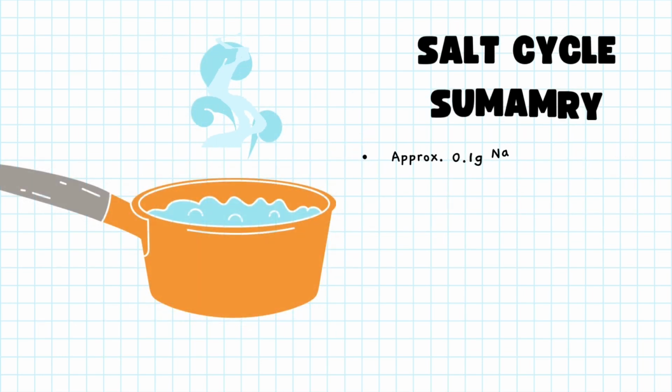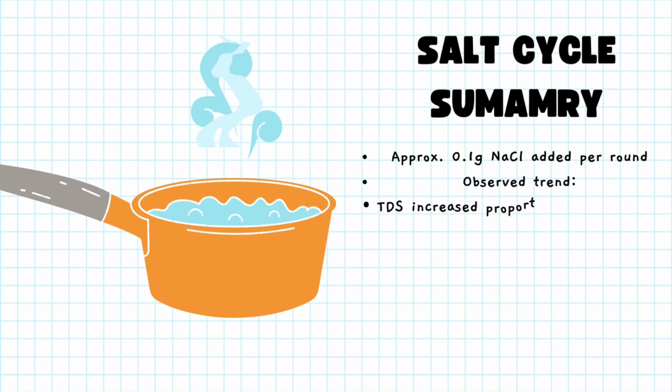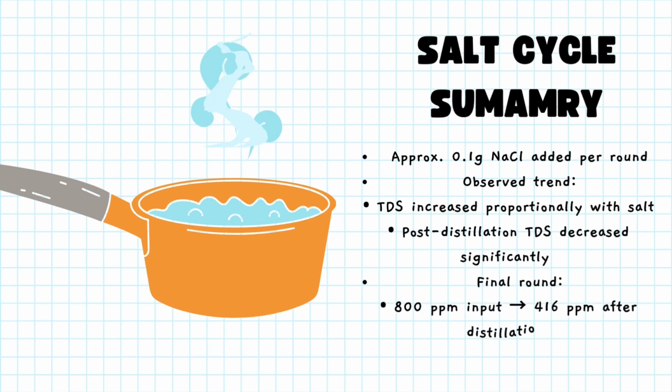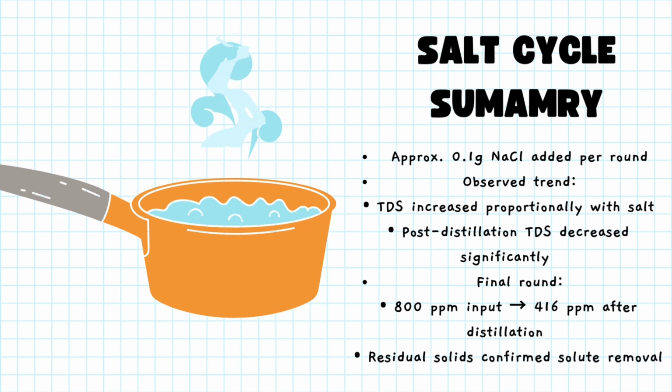The addition of salt raised TDS to 303 ppm. Distillation again reduced it down to 176 ppm. I continued this cycle, each time adding more salt and tracking how effectively distillation removed it. In one of the final rounds, TDS peaked at over 800 ppm and dropped to 416 ppm after distillation. The trend? Distillation consistently reduced but never completely eliminated dissolved solids.